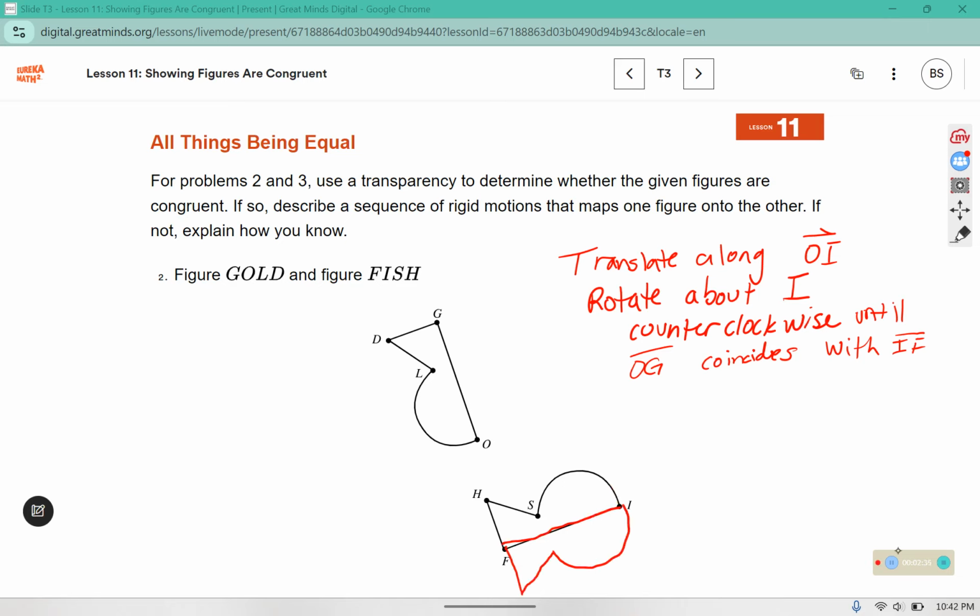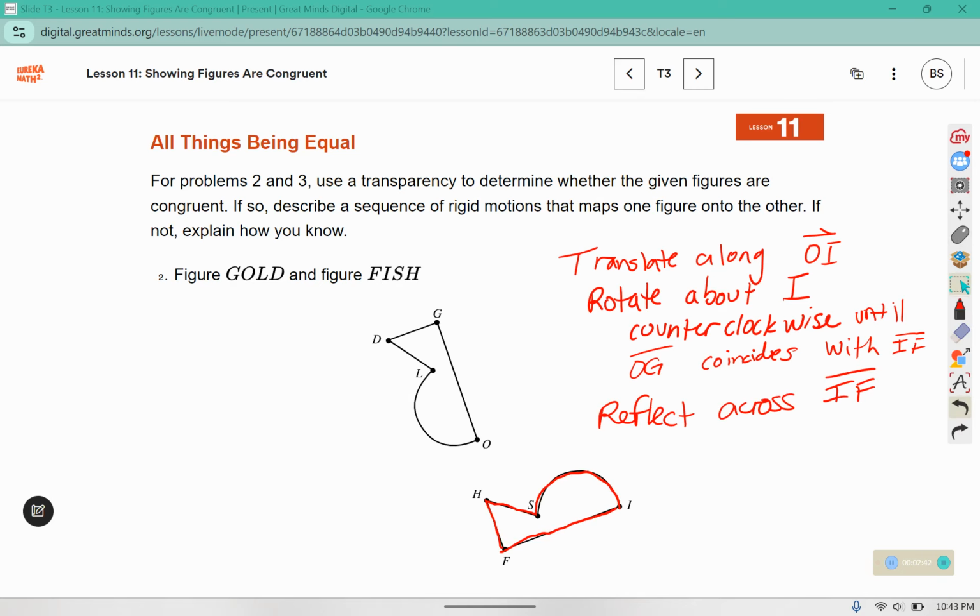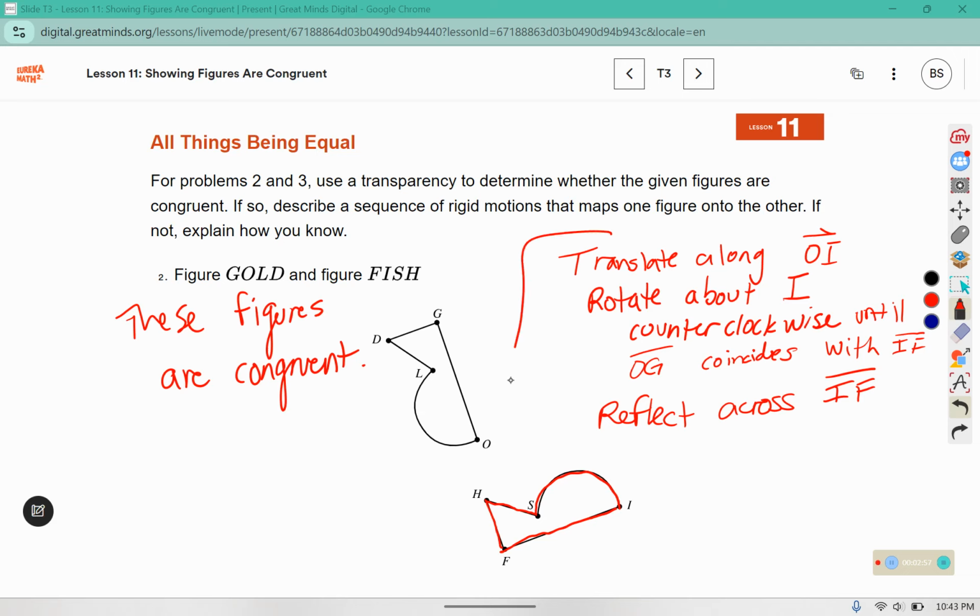Now I'm going to reflect over IF so they map to one another. And they do match up, so they are congruent. And this would be the sequence of rigid motions that maps it from one to the other.